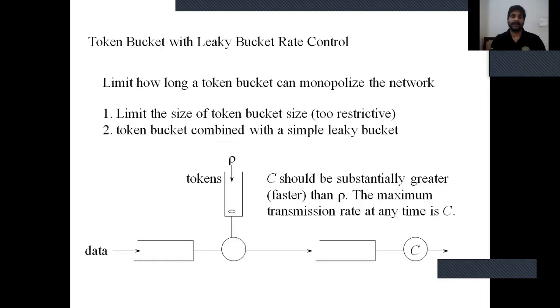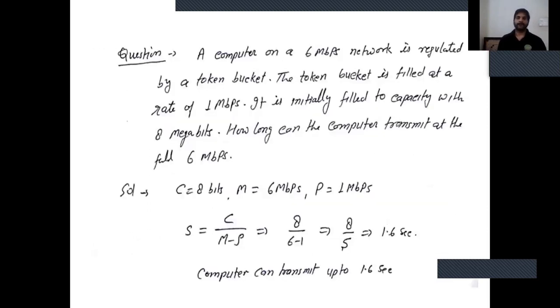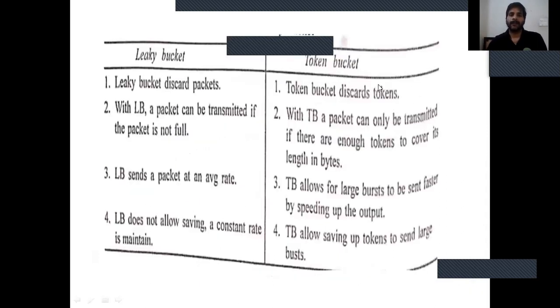The token bucket uses leaky bucket rate control like this. It limits how long the token bucket can monopolize the network, so limit the size of the token bucket, but not to be too restrictive. The token bucket is combined with simple leaky buckets. For data transfer, tokens are stored here, and C should be substantially greater than rho, the maximum transmission rate at any time in C.